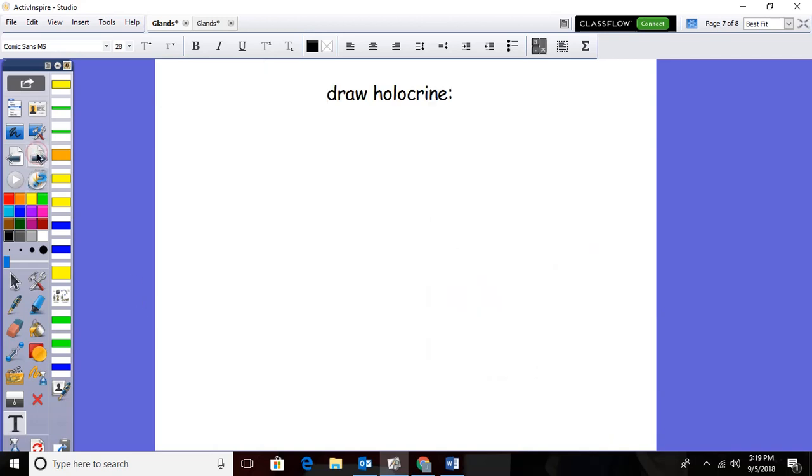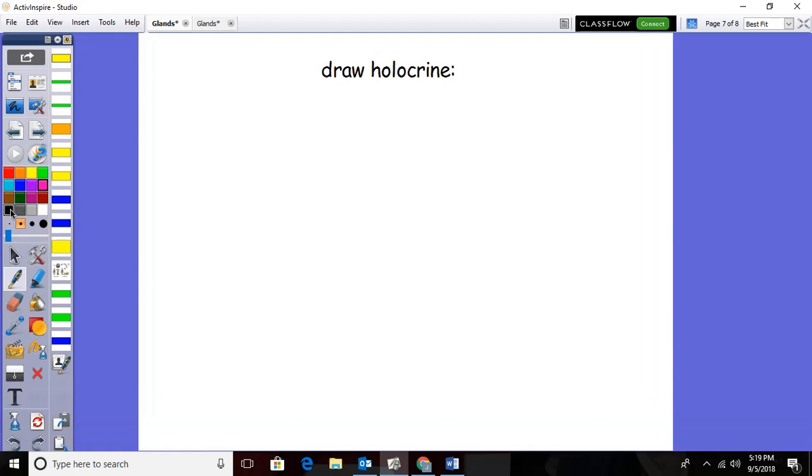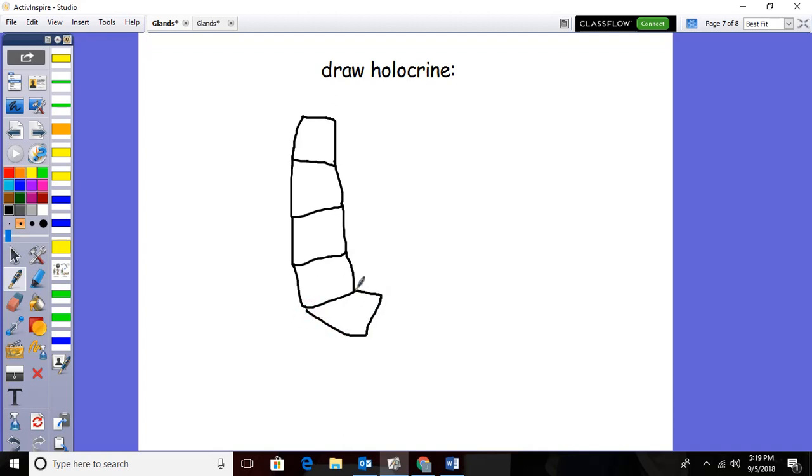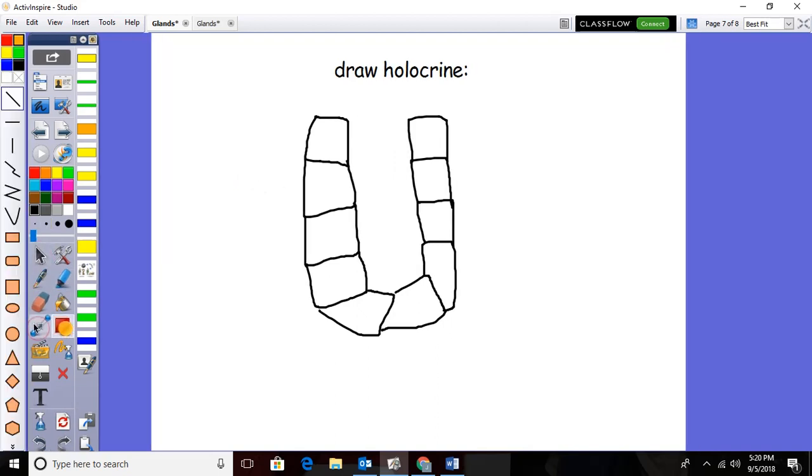So we're going to draw this one. Okay, same way we start out. Same shape of the gland. We're just drawing our simple cuboidal cells. All right. So there's our simple cuboidal cells. We need to put a nucleus in each one. So we're going to do that.